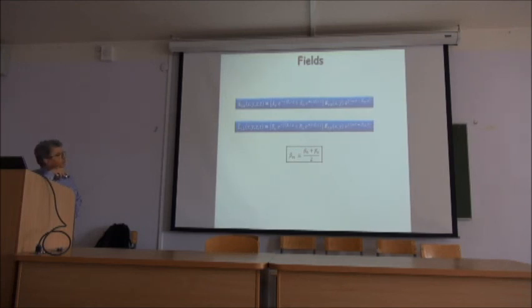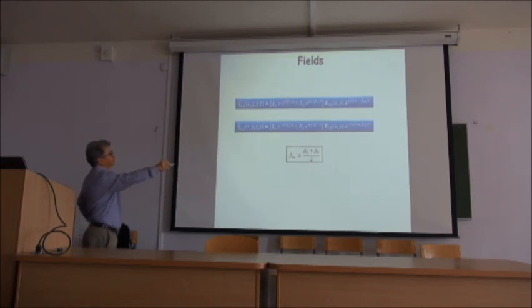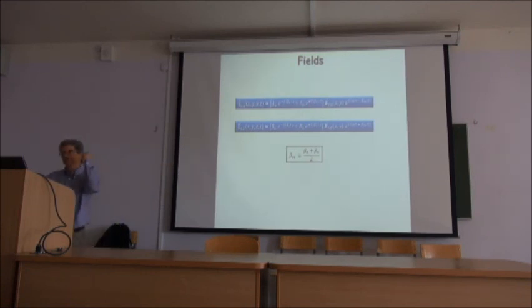What's the difference between A plus and A minus? The one is forward propagating, the other is negative propagation. One propagates along Z, the other one along negative Z.